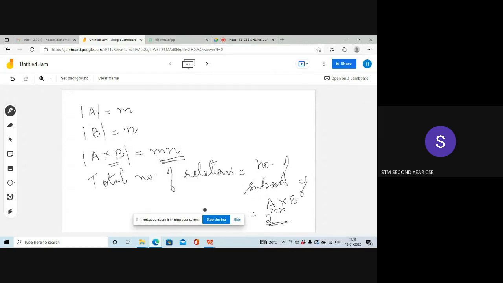Okay. So suppose m is equal to 3 and n is equal to 2, how many relations can be formed? The cardinal number of A, m, is equal to 3 and the cardinal number of B, n, is equal to 2. So how many relations can be formed? It is equal to 2 raised to mn, and that is equal to 2 raised to 3 into 2. That is equal to 2 raised to 6. Isn't it?